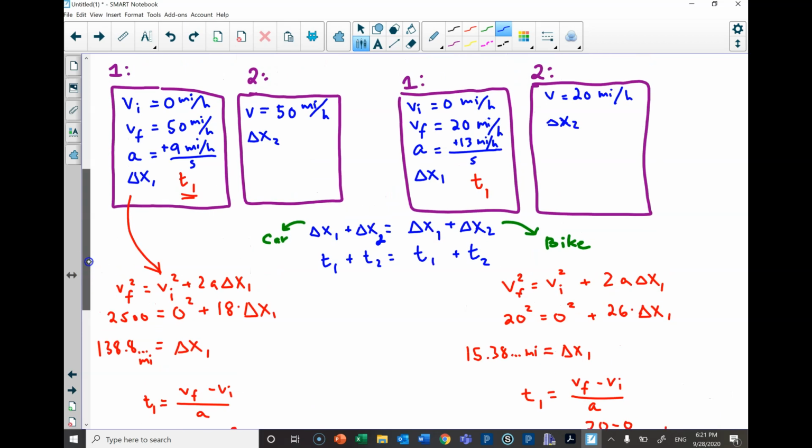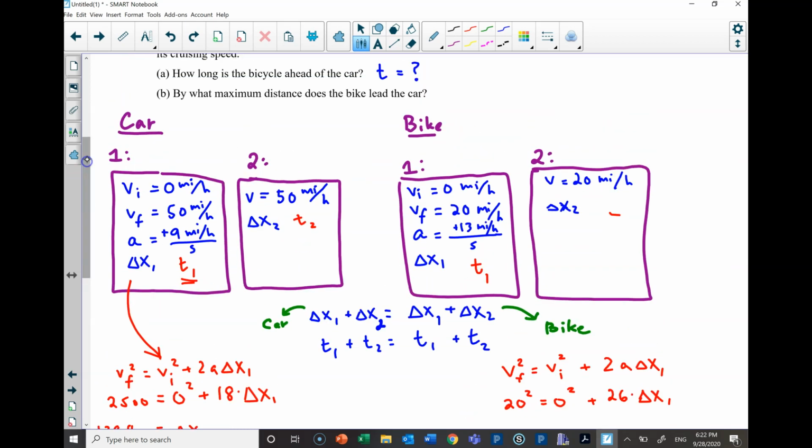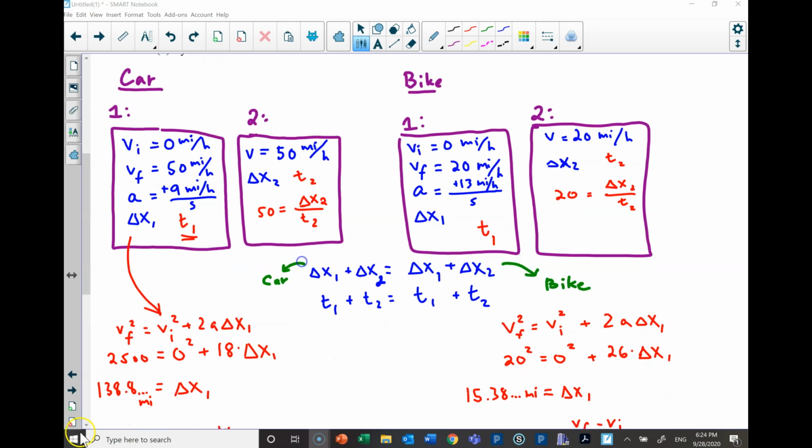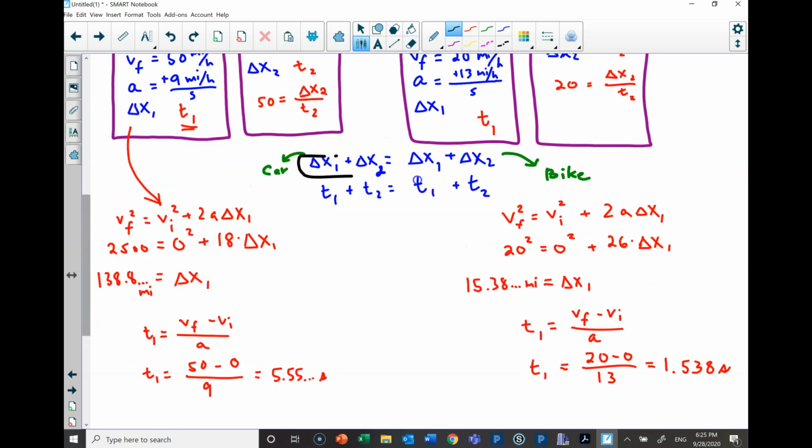All right, let's see. If we look back to the original segment 2, in this second segment, they have some time t2. Each of them has a second segment with a second time. Because they had constant speed, or constant velocity, the only equation that we can use is velocity equals displacement over time. And if we cross multiply, we now have an expression for delta x2. Let's plug that in to this equation right here and see what happens.